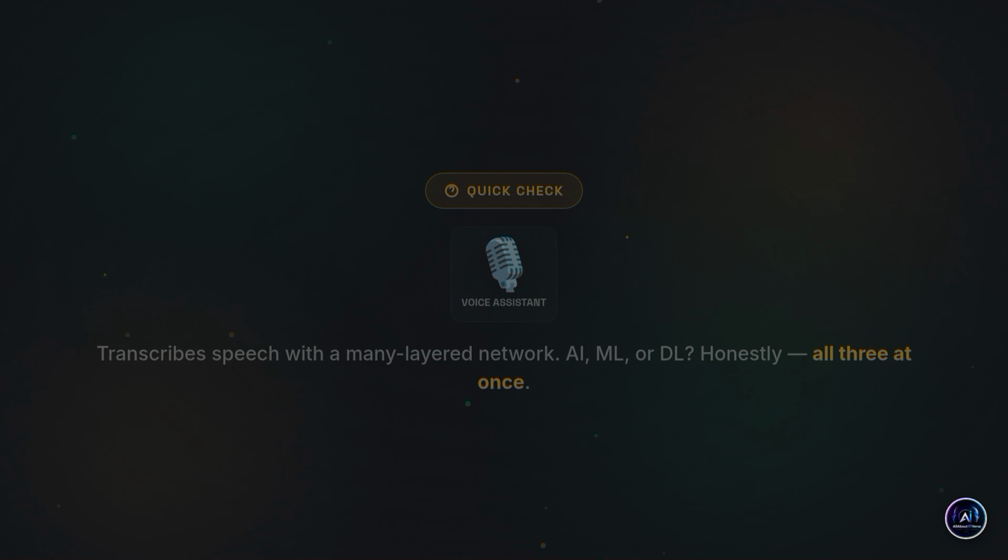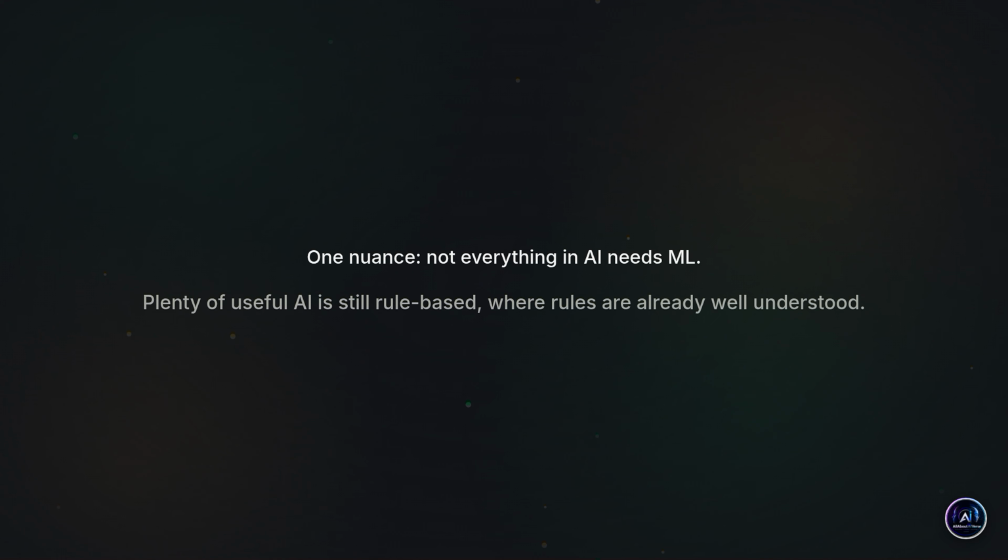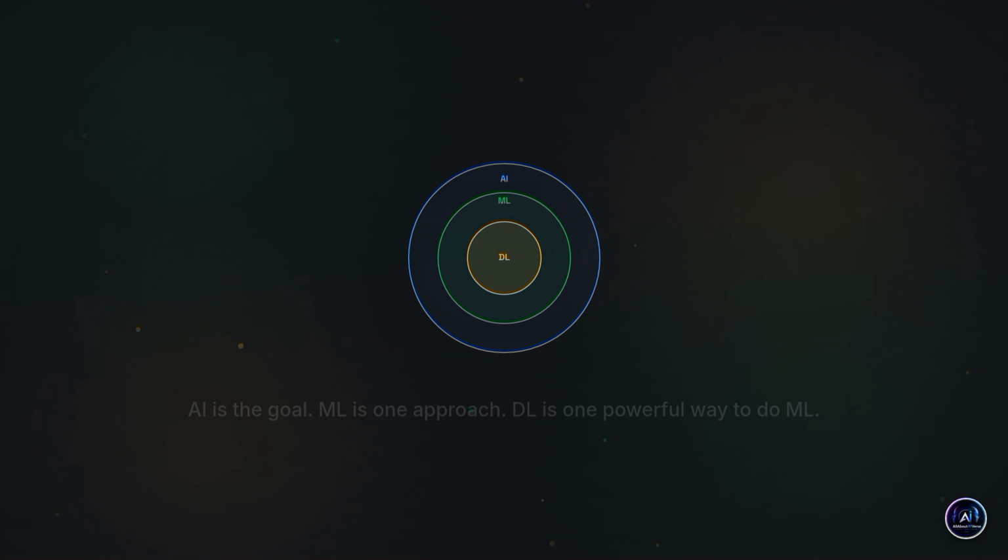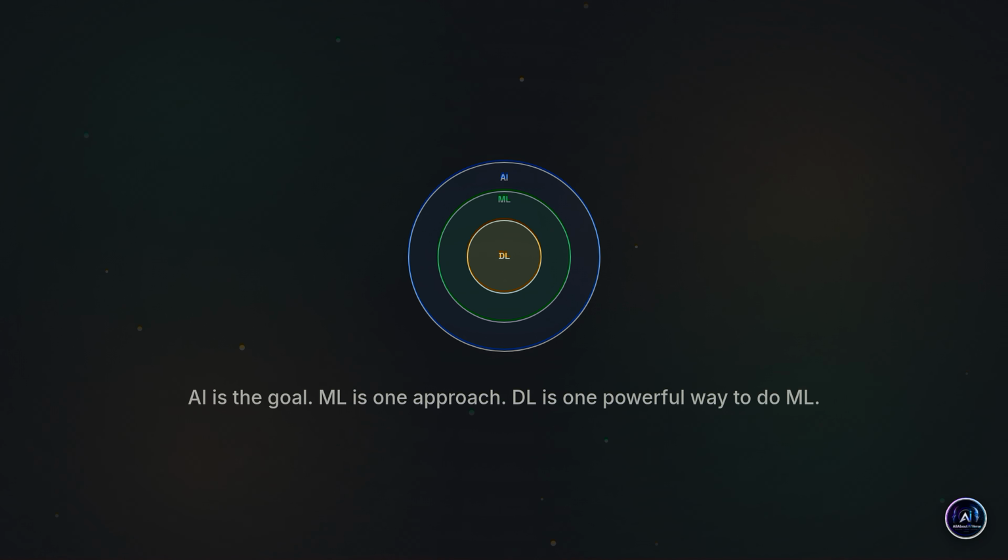One more honest nuance. Not everything inside AI has to go through ML to be useful. Plenty of real, valuable AI systems are still rule-based today, especially where the rules are well understood and don't need to be learned. So, to recap properly, AI is the overall goal, machines acting intelligently any way they can.